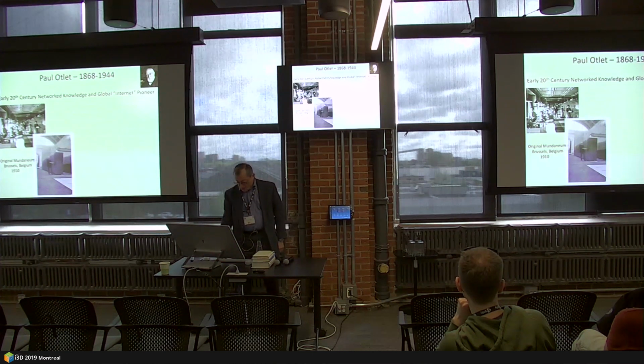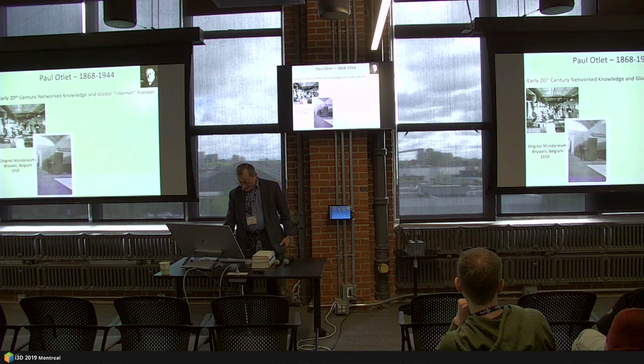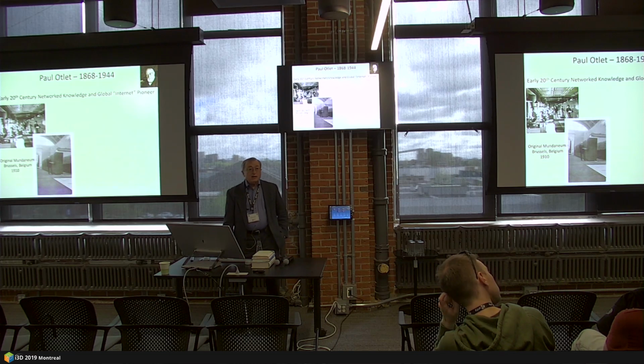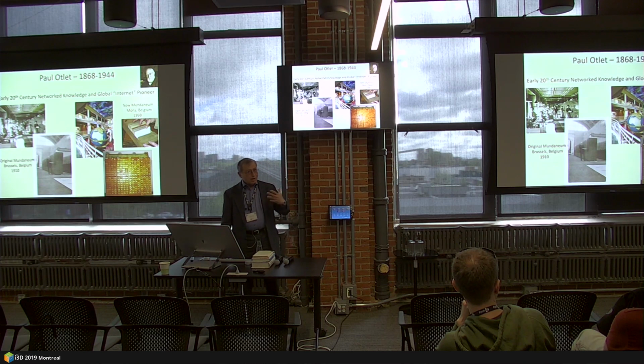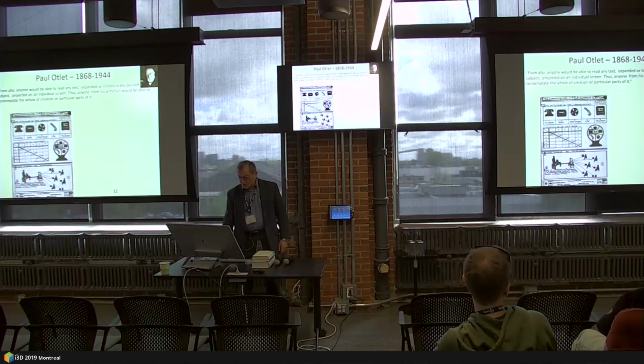And he built the information structures and the manual apparatus that let him do that in what he called the Mundaneum. Unfortunately, the Nazis destroyed it, and it has recently been rebuilt in his image, though not in the identical way, in Mons in Belgium. So what did he foresee?